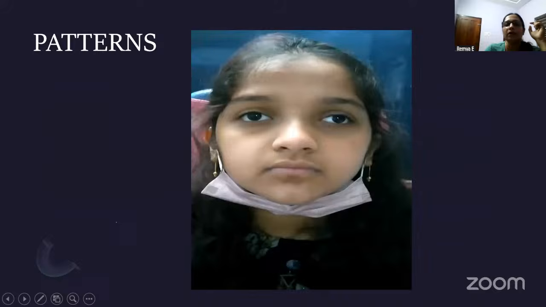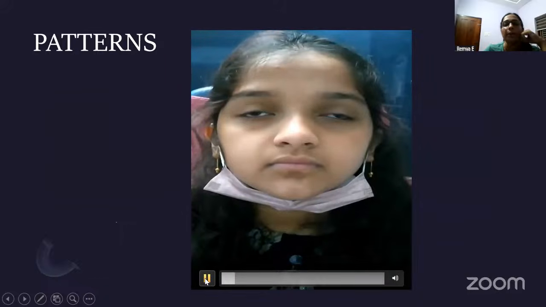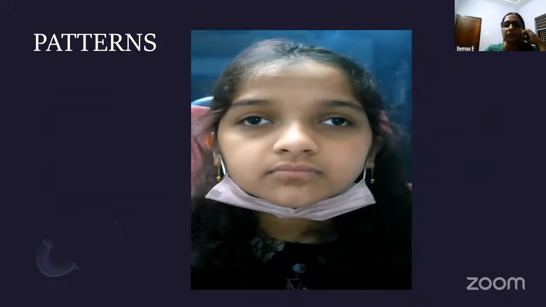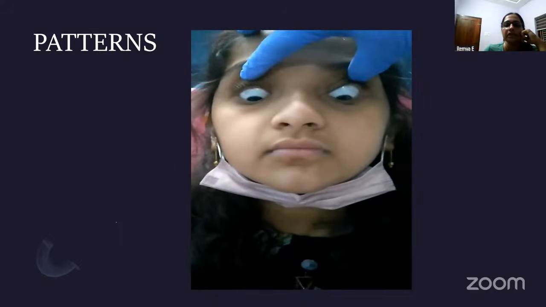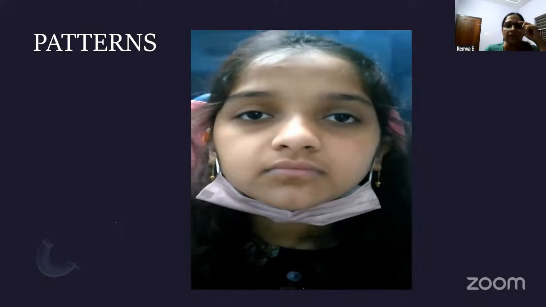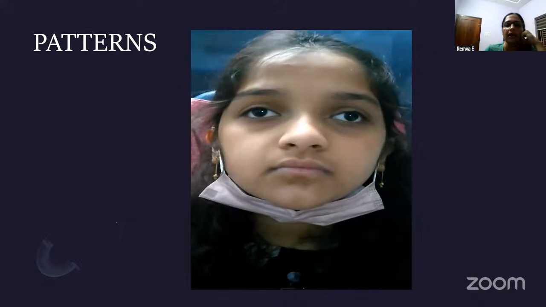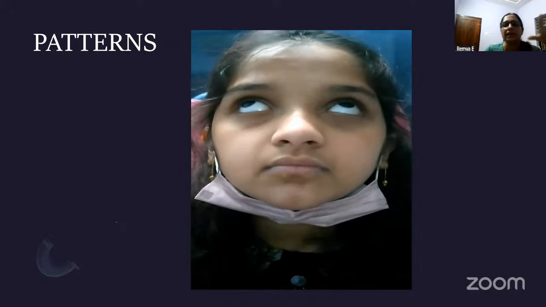Previously, I have told you about the pattern strabismus. So I'll show one case. This girl had an exotropia. Now just see this child when the child is looking up and down. So this is the primary position. When she is looking down, the exotropia is less actually. And when she is looking up, it is increasing.